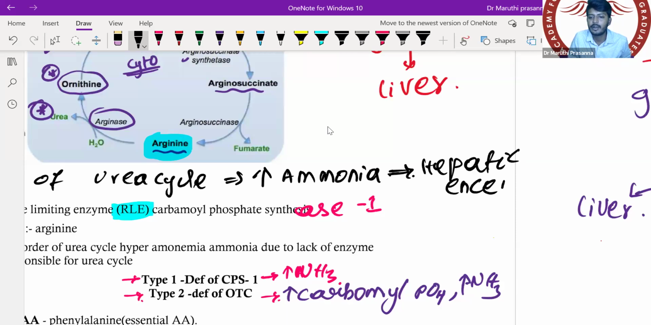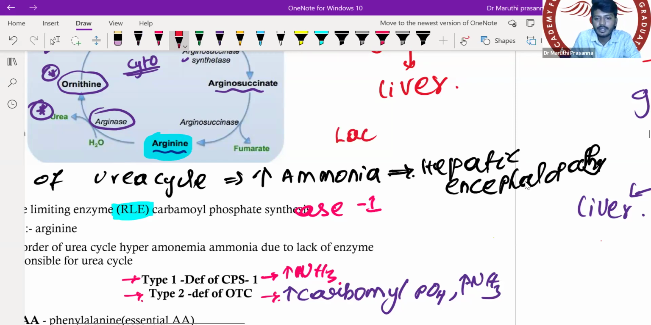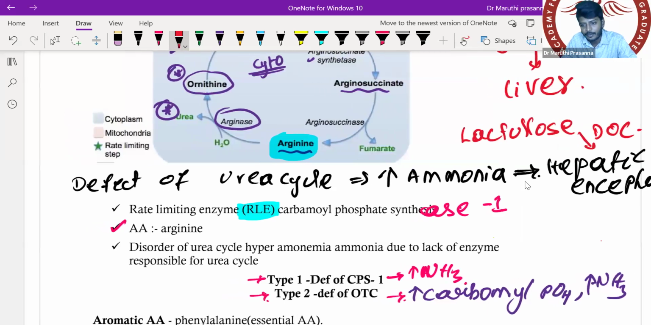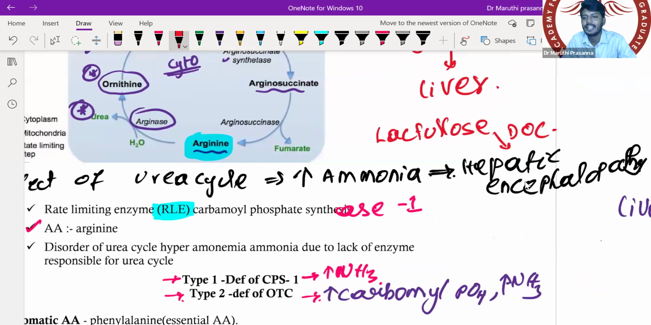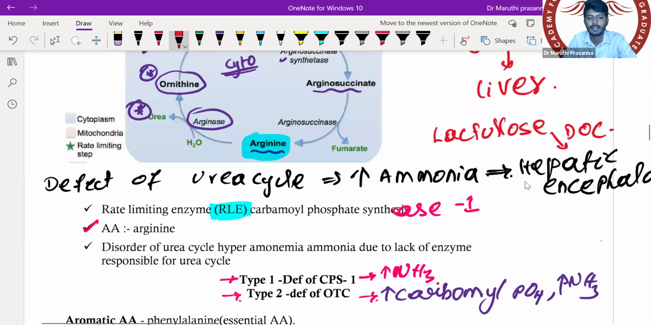Hepatic encephalopathy. What is the drug of choice for hepatic encephalopathy? The drug of choice is lactulose. So this acute liver failure can be seen with diseases like Reye's syndrome. The drug of choice for hepatic encephalopathy is lactulose. Lactulose is also used in the treatment of constipation. It is a type of laxative agent, and it is useful in the treatment of hepatic encephalopathy also.